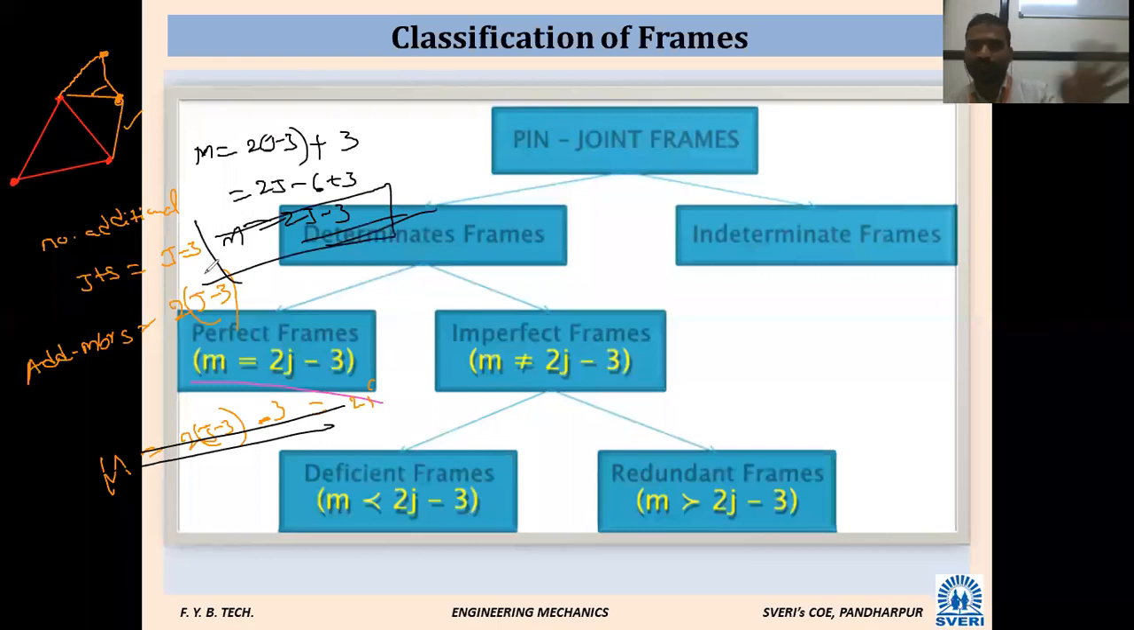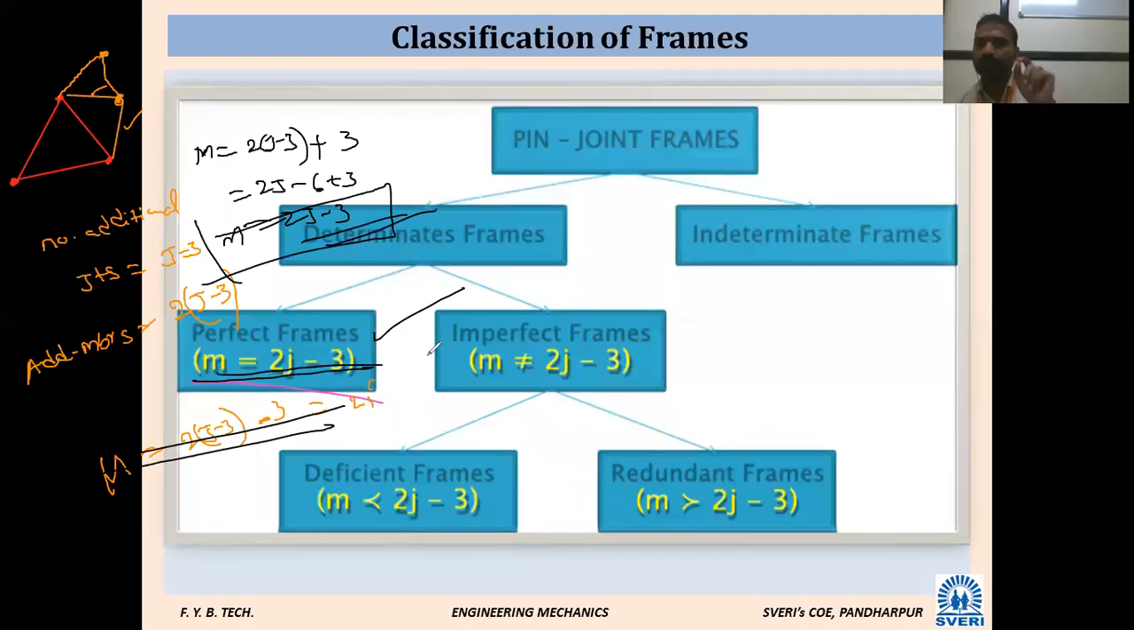You don't need to remember all this derivation. Just remember the condition of a perfect frame: m is equal to 2j minus 3. Will you remember this one? Yes, sir. You don't remember all this derivation; that one I wanted to show. That's all. If anyone asks, this is how it comes.